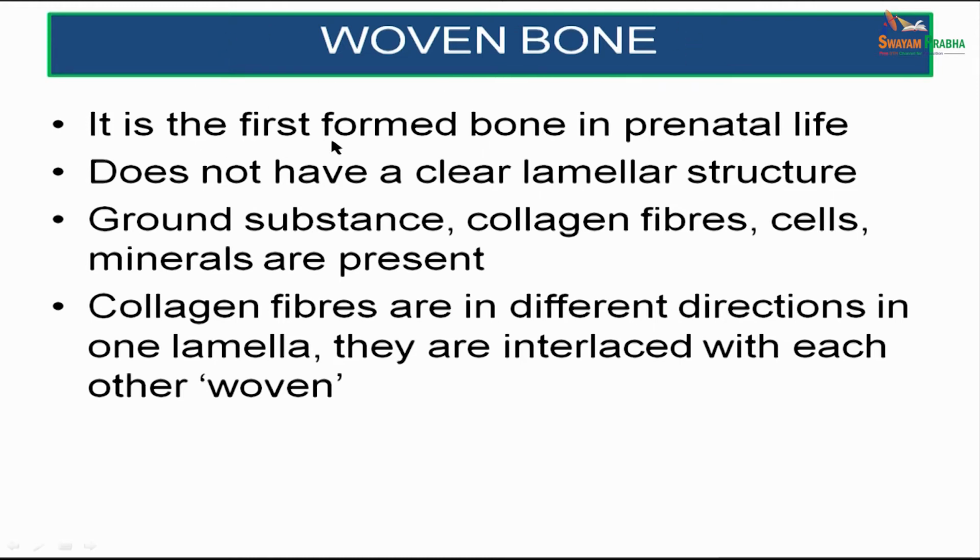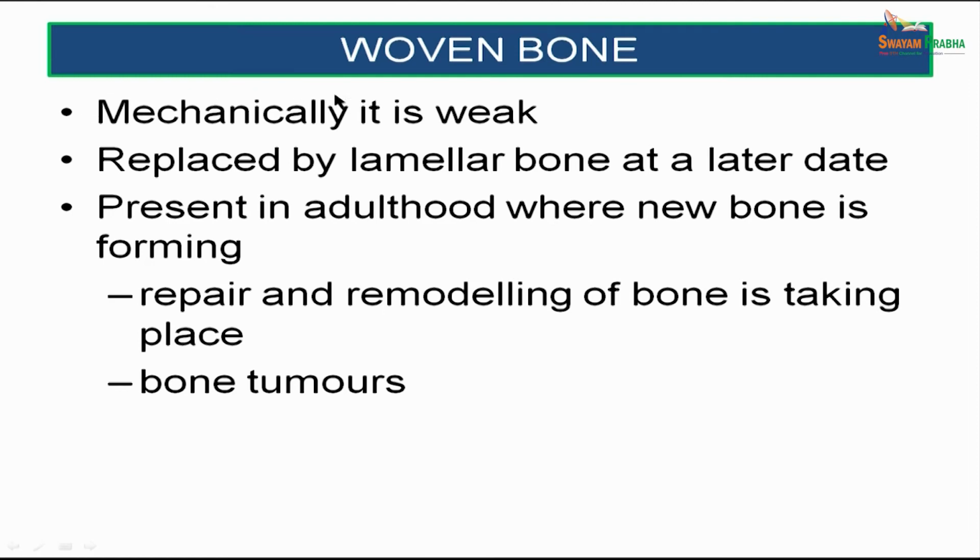Now, we come to the second type, that is woven bone. It is the first formed bone in prenatal life. It does not have a clear lamellar structure. It contains ground substance, collagen fibers, cells, minerals. But the collagen fibers are in different directions in one lamella itself, and they are interlacing with each other. Hence, it is called as woven bone. So, we have to remember this, that prenatal bone, woven bone. It is a very mechanically weak bone, and at a later date it is replaced by lamellar bone.